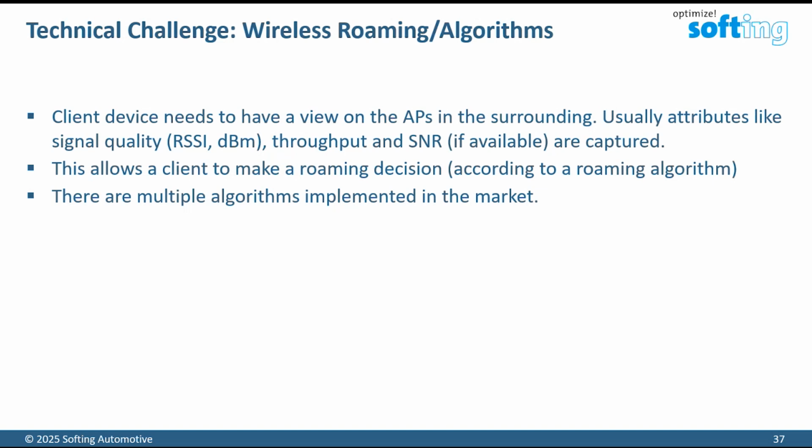There are multiple algorithms implemented in the market. The simplest one is something that's called MINDIF, where you actually calculate a candidate AP's signal strength and build the difference to my current signal strength to calculate a differential value, and then say, okay, if it's above a certain threshold, then I decide to move to the other access point.